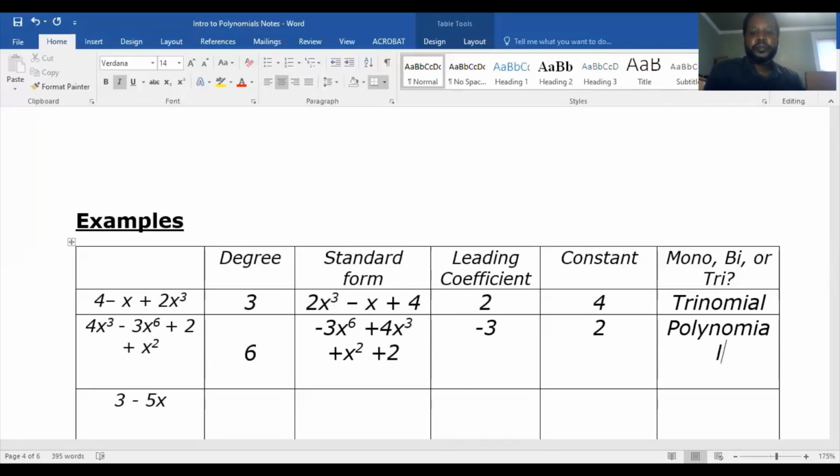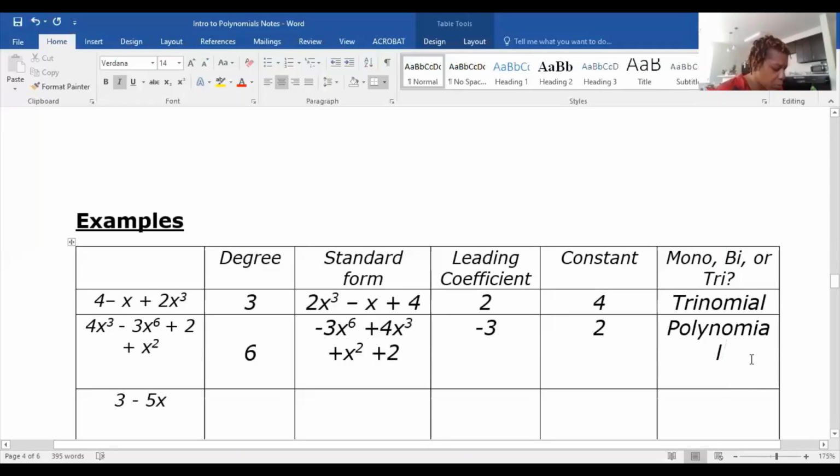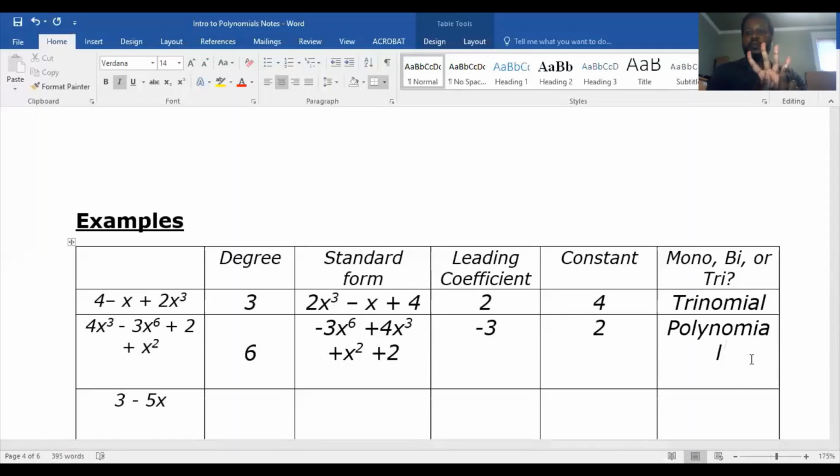So would that be the fourth term? When it has the 4? When it has 4 terms, remember we don't name it anything except polynomial. Polynomial, okay. Anything 4 and higher, we just name polynomial. Yeah, we only name the first 3. When it comes to 4 and higher, we just say polynomial.